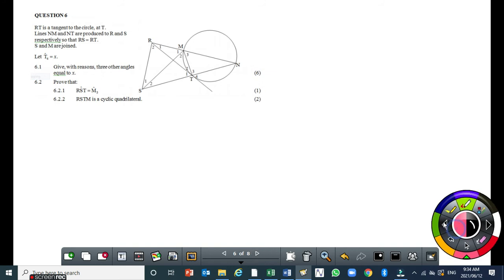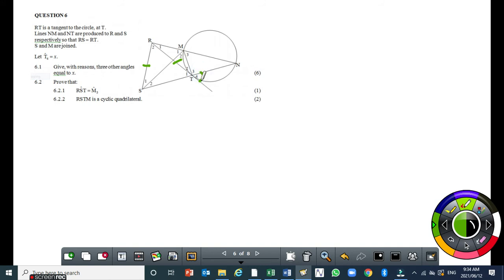So let's just indicate what we are given here. RS, this one here, is equal to RT. So those two are equal. And we are also given that T4 is equal to x. So it says give with reasons 3 other angles equal to x. T4 is this angle here.